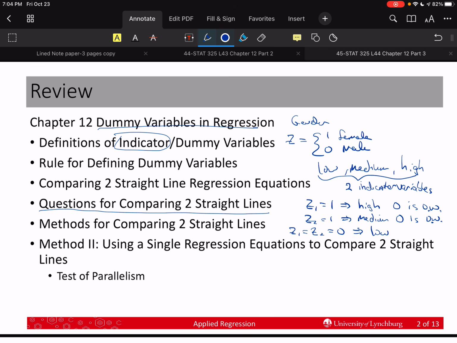And we talked about two different methods for comparing straight lines. There was the first method, where we looked at this as two different regression models and did a two-sample t-test to test whether the intercepts were the same, and we said that that has a lower power. So we're going to use method 2, a single regression equation, to compare the two straight lines. And we did a test for parallelism last time.